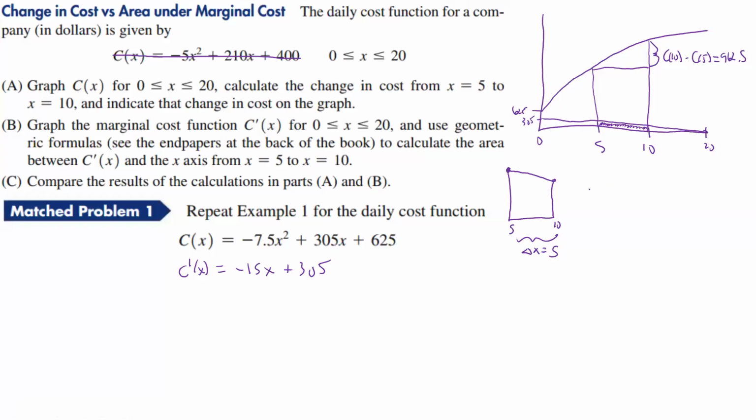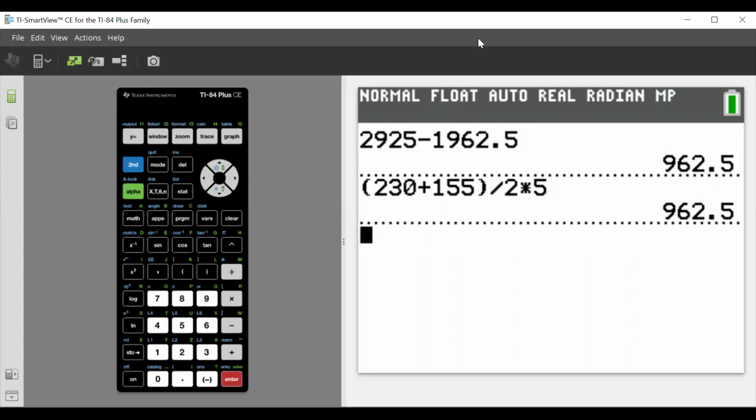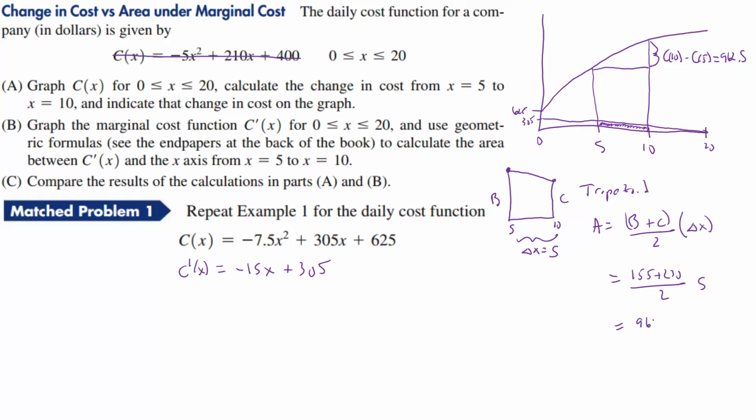So the trapezoid area is equal to what we're going to have is like a base. Well, let's call this base B, and this one maybe call it C, and then this is delta X. So it's going to be B plus C over 2 times our delta X. And so that was going to be, we had what, 155 plus 230 divided by 2 times 5. And so then if we do that, let's go back over here now that we got all that written down. So we had 230 plus 155 divided by 2 times 5, and we get 962.5 again. Amazing how that works. And so where's my marker? Here it is, 962.5. And so that means the area under this is 962.5, which is also this change here, okay?